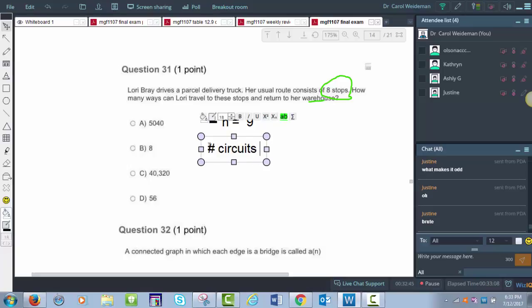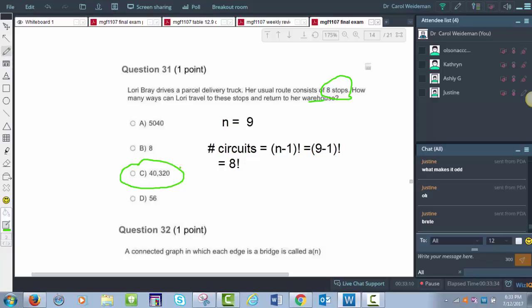Anybody remember that? It was number of circuits was equal to n minus 1 factorial. So in this case, that's going to be 9 minus 1 factorial, or 8 factorial. And if you do that on your calculator, 8 times 7 times 6, so forth, it's 40,320. And don't forget to add the starting point to the number of stops, because students get confused and think there's only 8, but there's actually 9 if you were to create the graph. There would be 9 vertices.